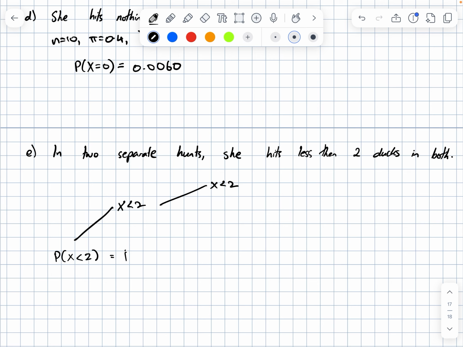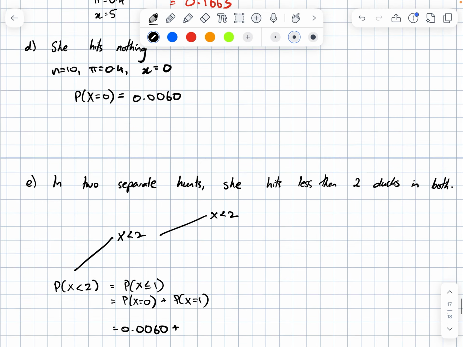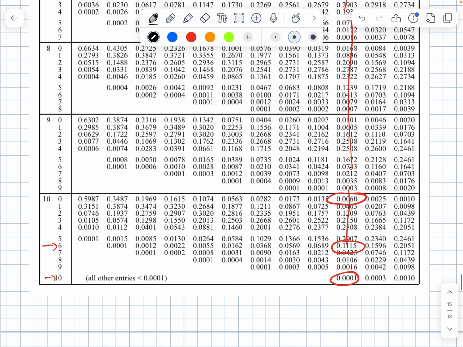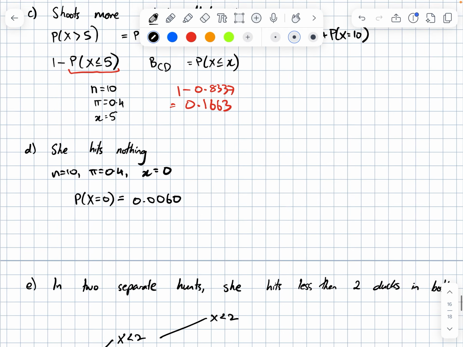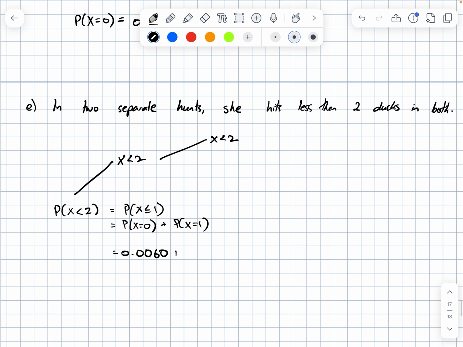Well, that's just a probability that x is less than or equal to 1, which you can do in your calculator, or you can do probability that x equals 0 plus probability that x equals 1. We already know the probability that x equals 0 from above. That's 0.0060 plus the probability that x equals 1, going to our table, that's the one below it, 0.0403. So add on 0.0403. That gives us a total probability of 0.0463.